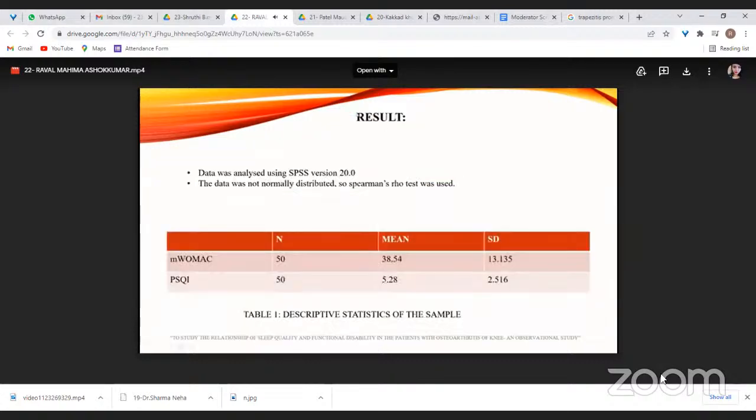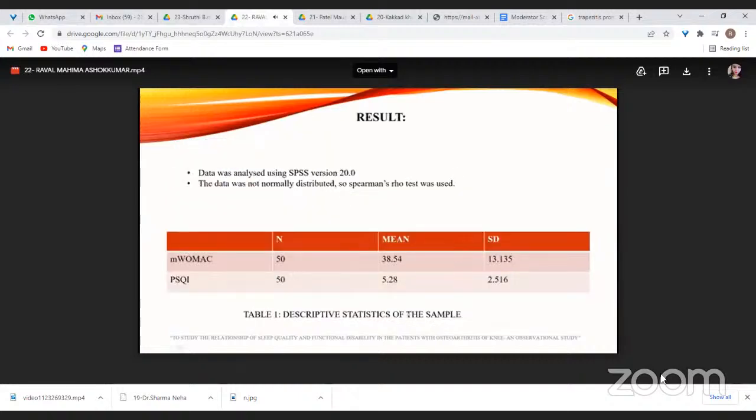So the result: data was analyzed using SPSS version 20.0. The data was not normally distributed, so the Spearman rho test was used. The sample size is 50. The mean value of the modified WOMAC is 38.54, and the standard deviation is 13.135. The mean value of the Pittsburgh Sleep Quality Index is 5.28 and the standard deviation is 2.51.